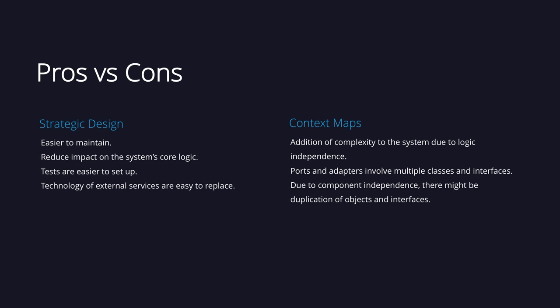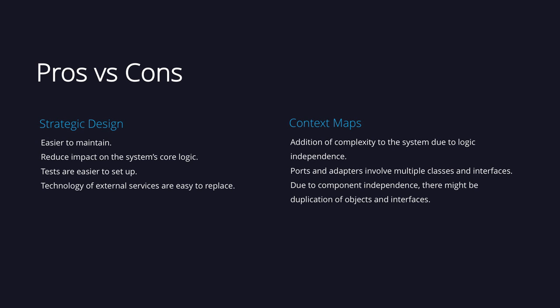Here we're going to do a comparison between the pros and cons of this design pattern. On the positive side of the hexagonal architecture, applications using this pattern are easier to maintain. New external services can be plugged into the system via adapters and the core business logic will not get impacted. It creates systems with friendly testing and with easy setup. In hexagonal architecture, it is easy to replace technology of external services without impacting the core business logic.